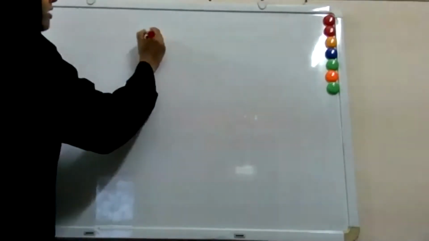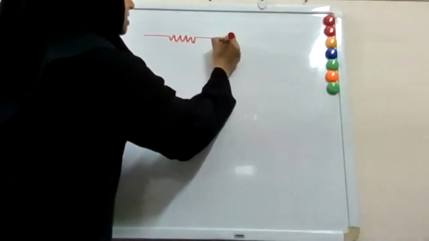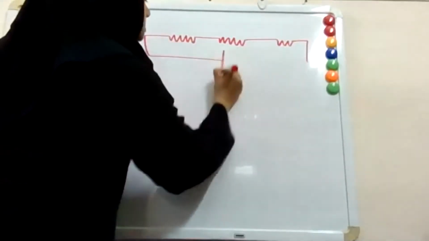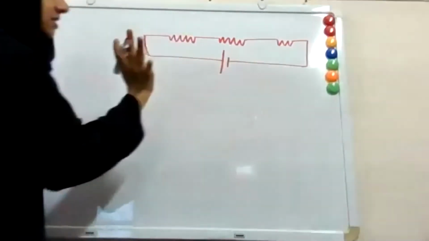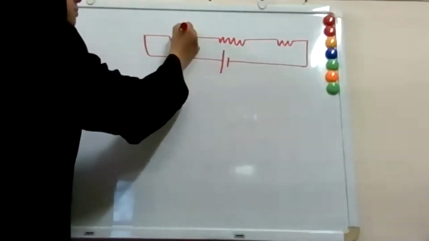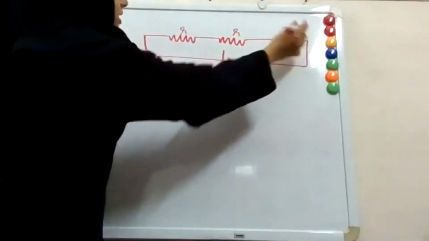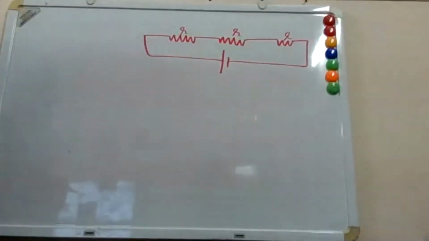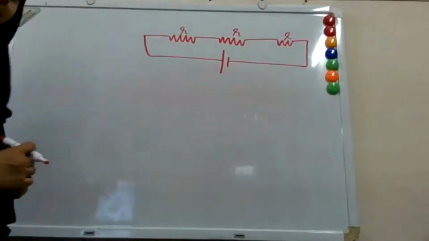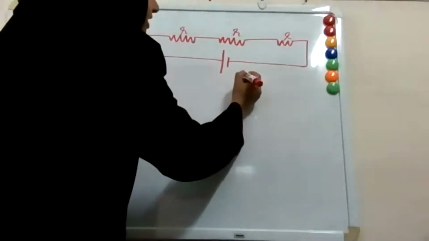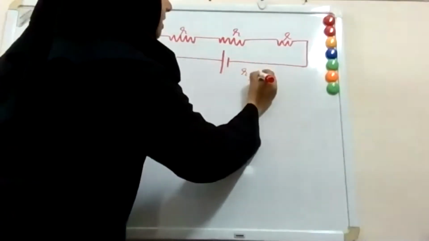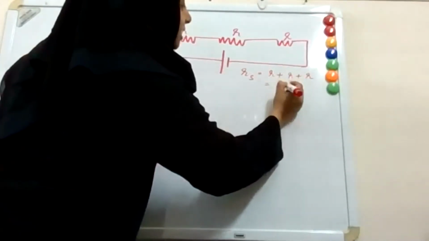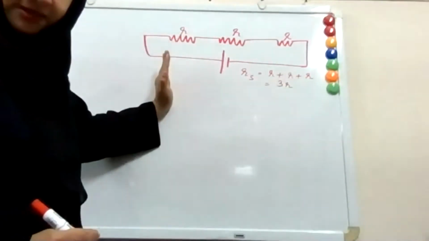Here you have already learned what happens if more resistances are connected in series. Suppose resistances are connected in series. This is a circuit: small r, small r, small r. Three resistances are connected in series. What will be the equivalent resistance? The sum of three of them. Yeah, the sum of three of them, right? So R series will be equal to R plus R plus R, which is equal to 3R. You have learned this before, right?